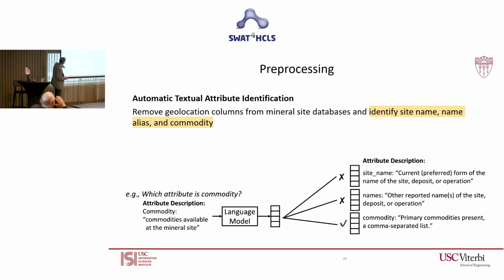So in this case, what happens here? We have these attribute descriptions that are often in the database descriptions and so on. And so we can use these to basically say, okay, this is commodities available at the mineral site might be the language that's used to define one thing. And then we have to classify this, right? Does this correspond to the name, the site name, other names, or the commodity? So we can do this for the general things that are in every source and figure out where we get this information.